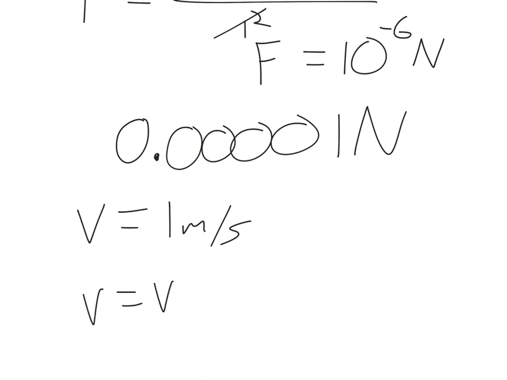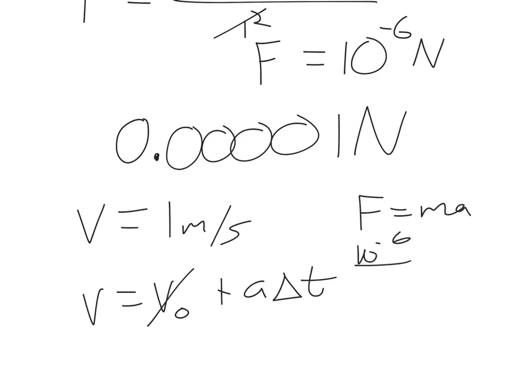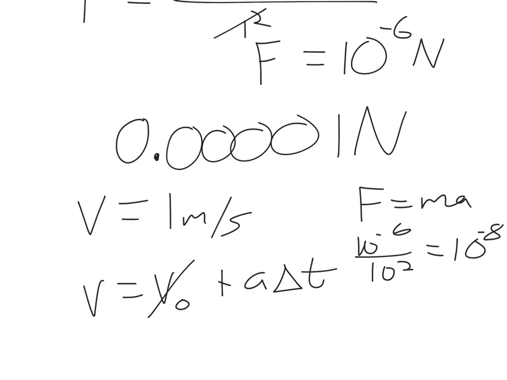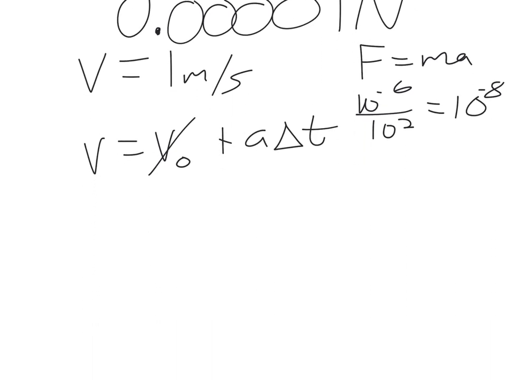V equals V naught plus a delta t. Well, V naught is 0 if you start from rest. And the acceleration is going to be based on F equals ma. Well, that's the force of 10 to the minus 6, and we're estimating here, divided by your mass, which was 10 squared. And so that's going to reduce it even further, so you have an acceleration of like 10 to the minus 8. So we can plug that in and solve for t. So to get to a velocity of 1, if we divide by acceleration of 10 to the minus 8, you would get 10 to the 8th seconds.